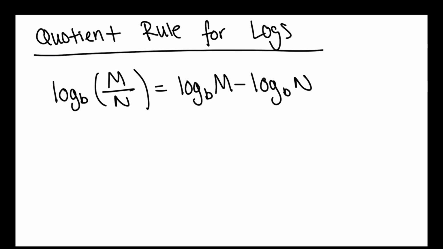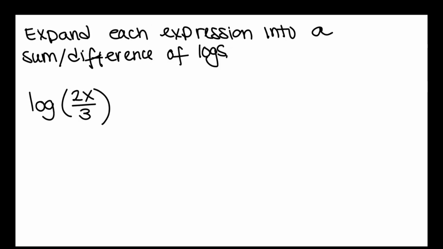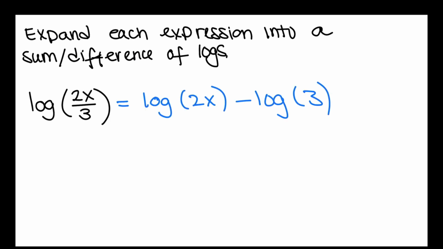So let's see how these properties work with some examples. Expand each expression into a sum or difference of logs. I'll start with log base 10 of 2x divided by 3. Because this is a quotient, the 2x is being divided by a 3, we can use the quotient rule and rewrite this as log of 2x minus log of 3.